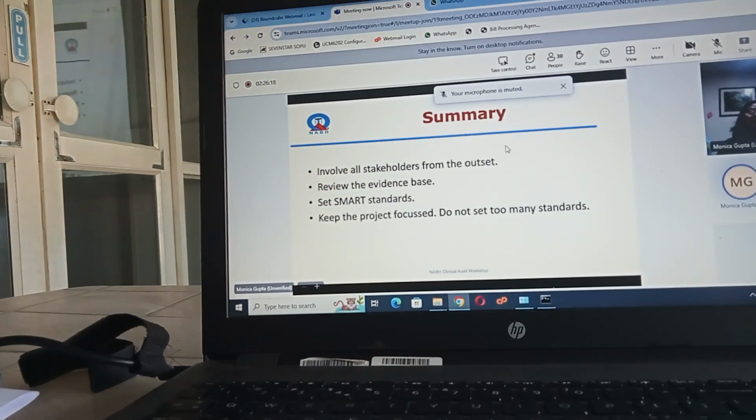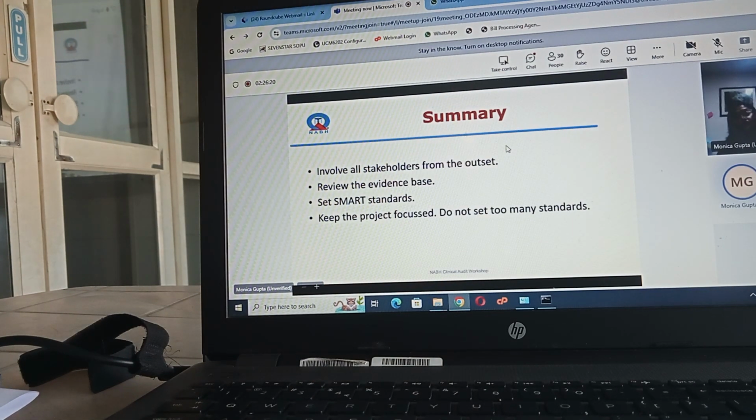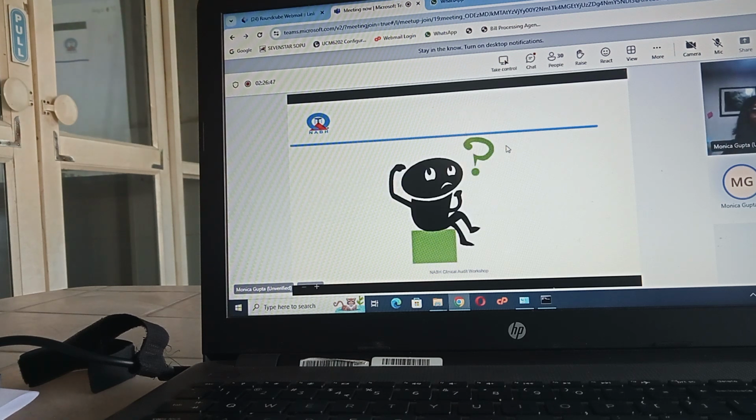All stakeholders from the outset: when we are trying to find, having decided on an audit topic, we have to involve all stakeholders from the outset and review the evidence base, set smart standards, keep the project focused and do not set too many standards, especially when you just started doing clinical audit. So you look at 1 or 2 standards and then move on from there, and then when you go to cycle 2, cycle 3 or re-audit, you can select more standards.